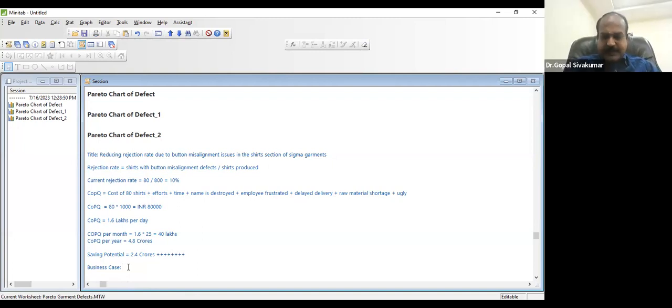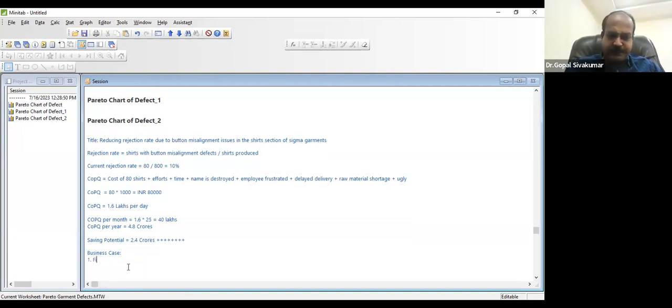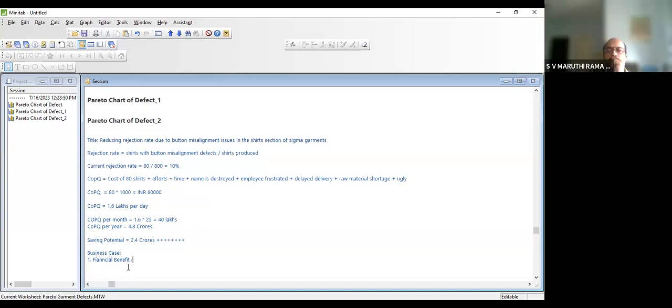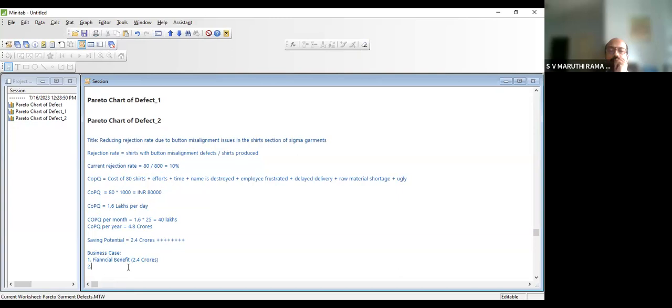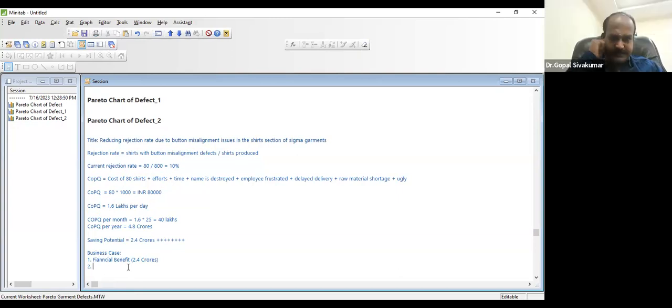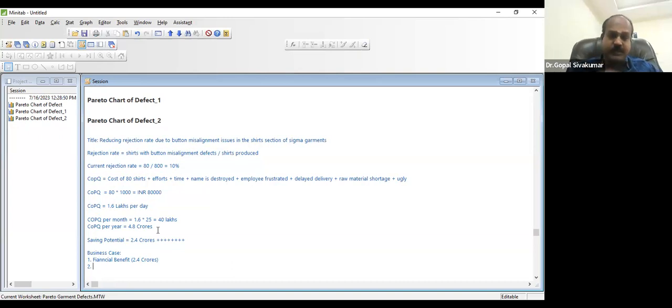Business case talks about 3 things. Number 1, financial benefit. Financial benefit is how much? 2.4 crores per year. Plus all the other reasons also are benefits only. Am I right? Yeah. For example, number 2. Sir, we can say intangible and tangible. Yeah, exactly. The intangible also now we are trying to write down.